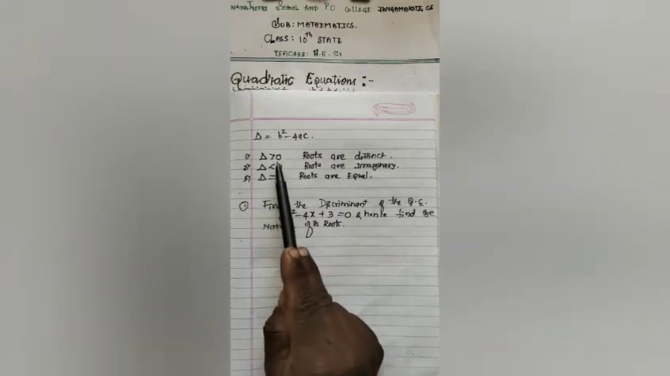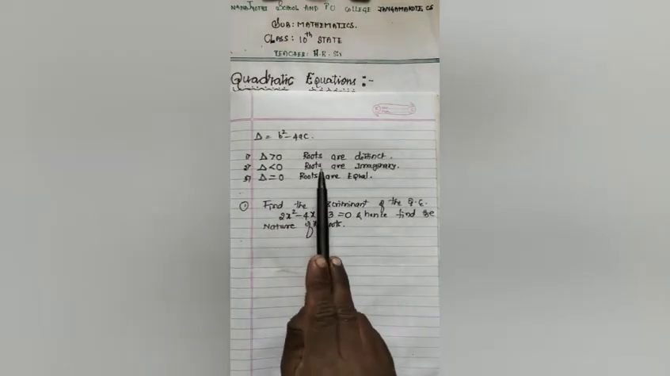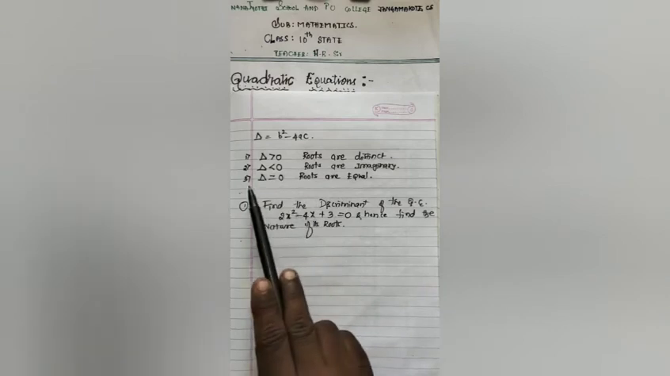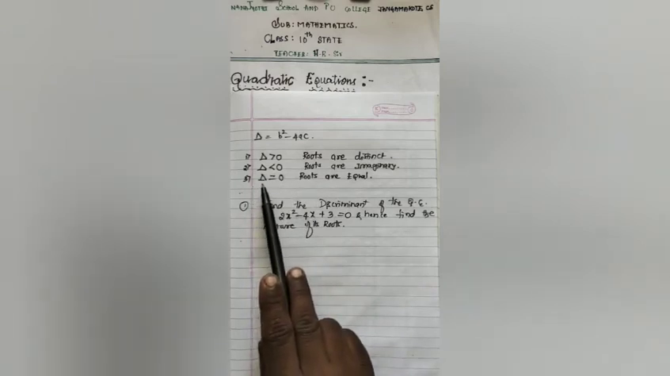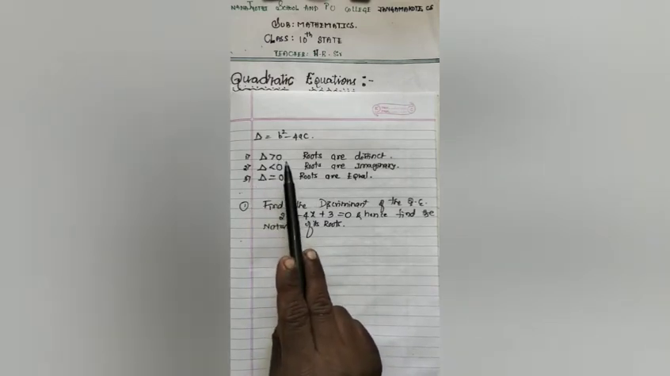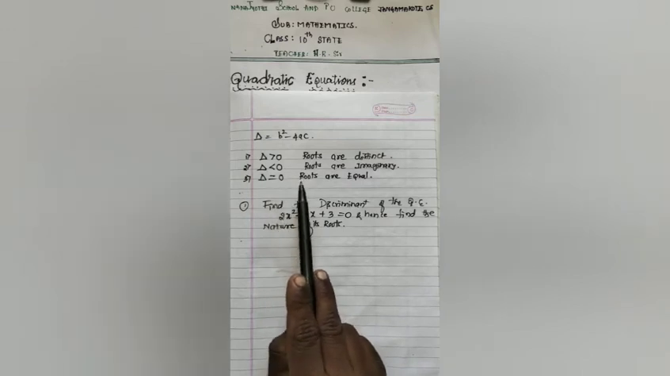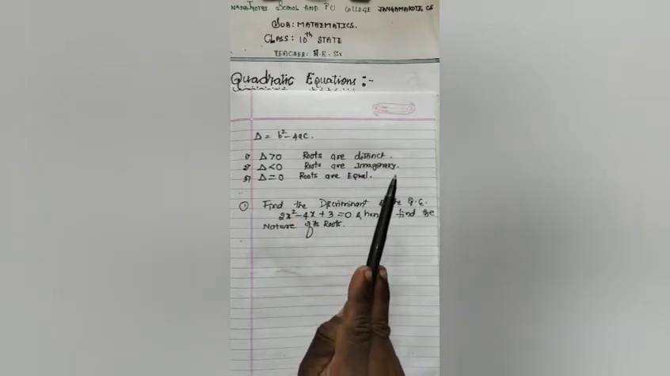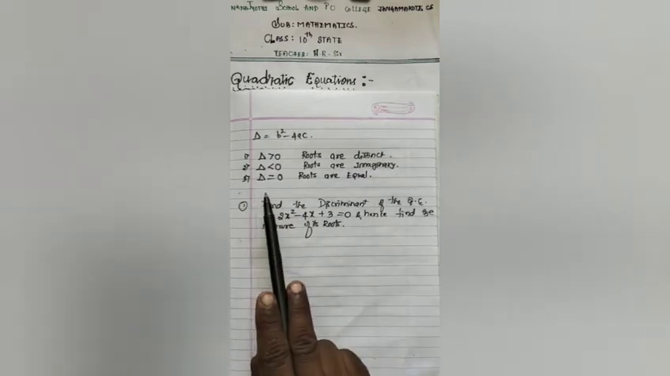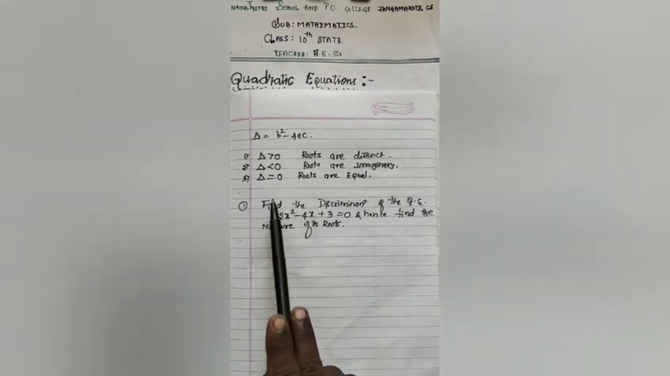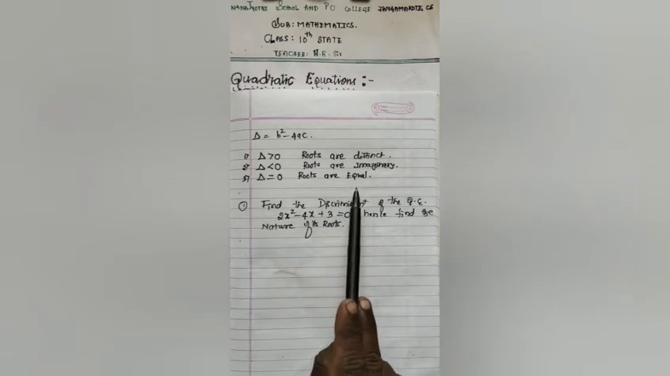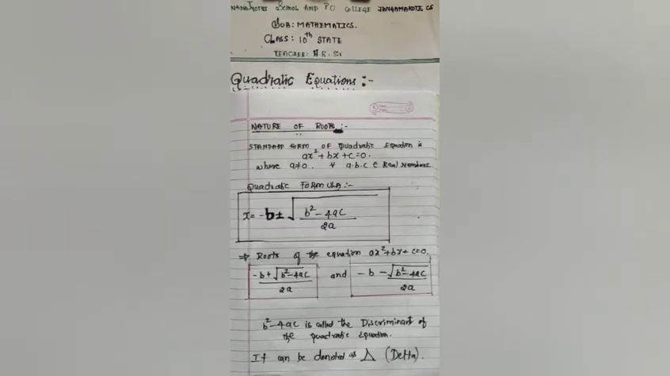equals 0. So if b square minus 4ac is greater than 0, the two roots are distinct, and if delta is less than 0, that is b square minus 4ac is less than 0, roots are imaginary, and if delta is equal to 0, that is b square minus 4ac is equal to 0, roots are equal. Is it clear to all children? Yes. I will repeat this once again, children.